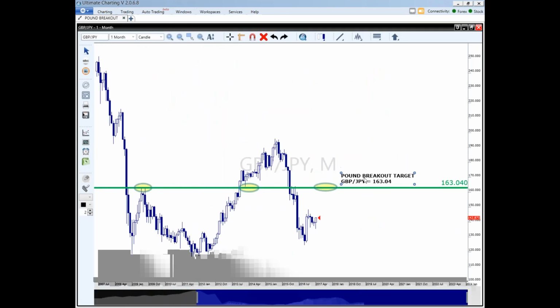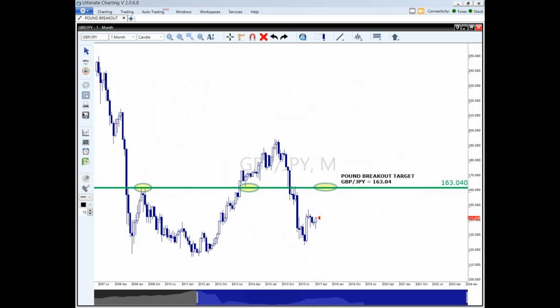For the pound, the breakout target is right here. So I'll go ahead and post that in the chat box as well for everybody. We have this target at pound JPY. Monthly target is going to be at the price point of 163.04. So I went ahead and sent that out as well.